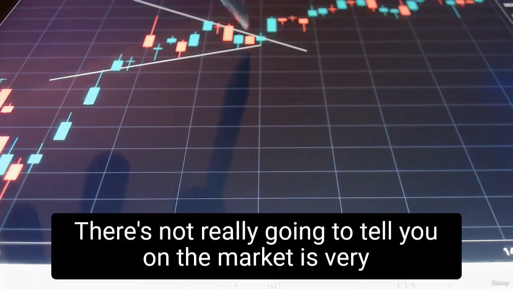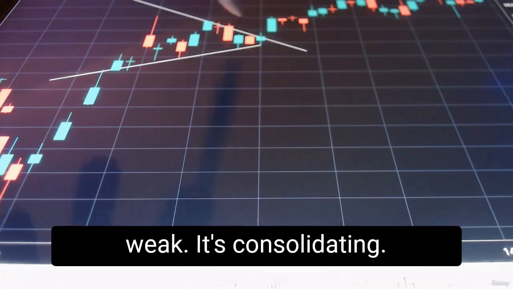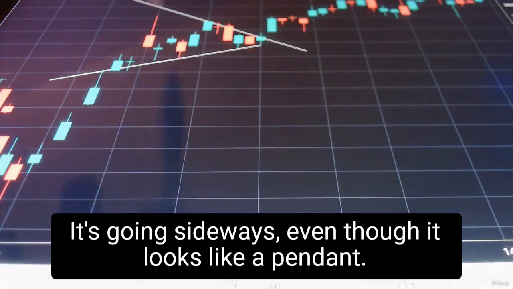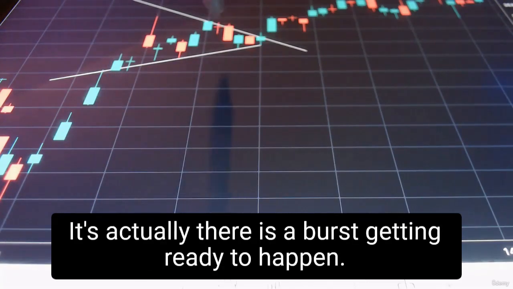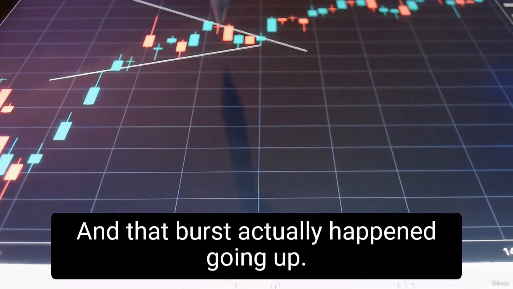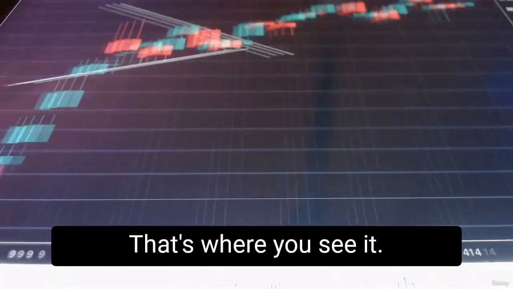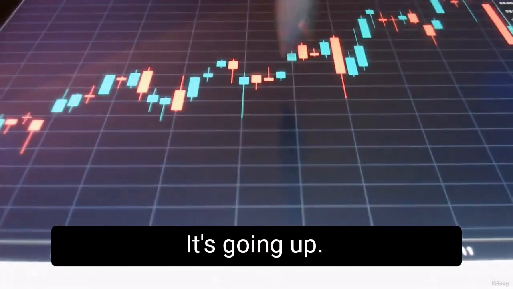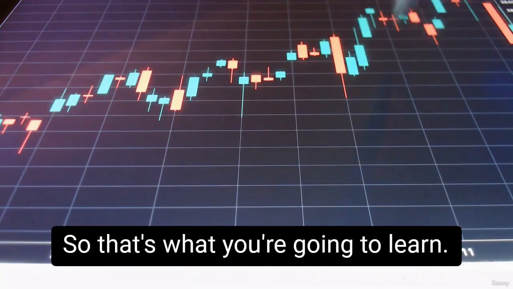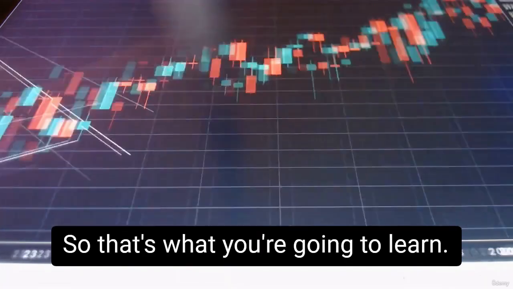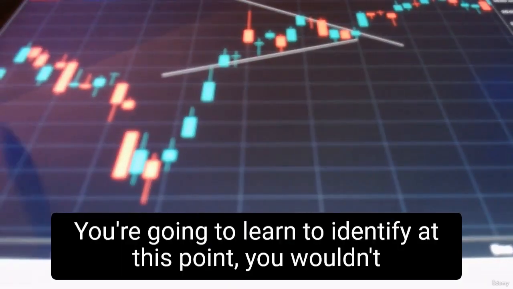It's not really going to tell you anything. The market is very weak. It's consolidating. It's going sideways, even though it looks like a pendant. There's actually a burst getting ready to happen, and that burst actually happened going up, and that's where you see it. It's going up. Okay, so that's what you're going to learn. You're going to learn to identify.